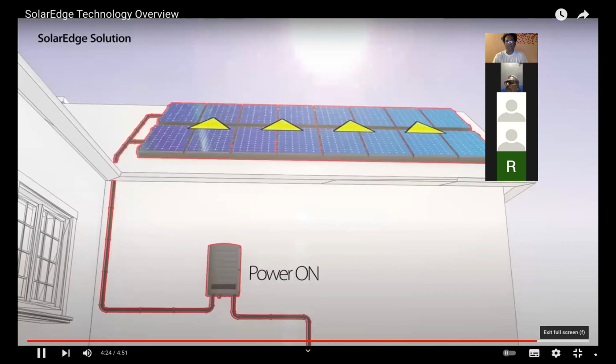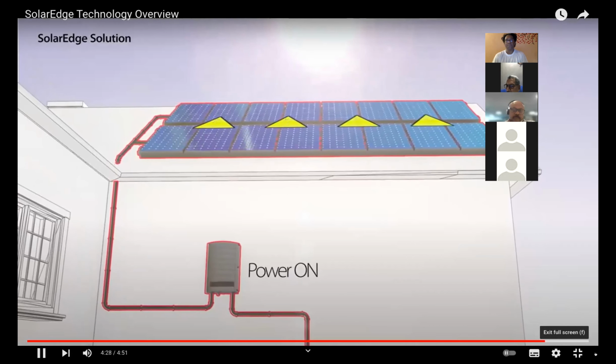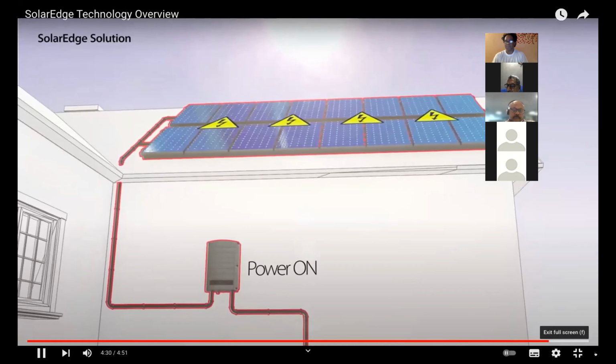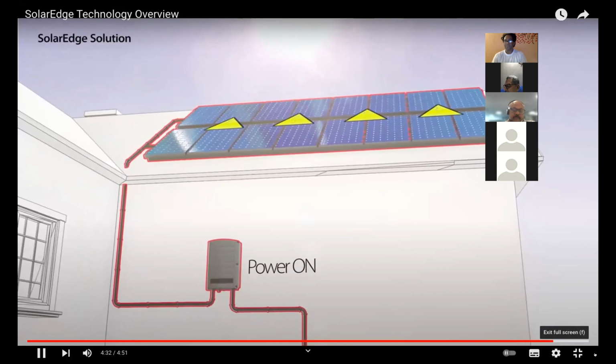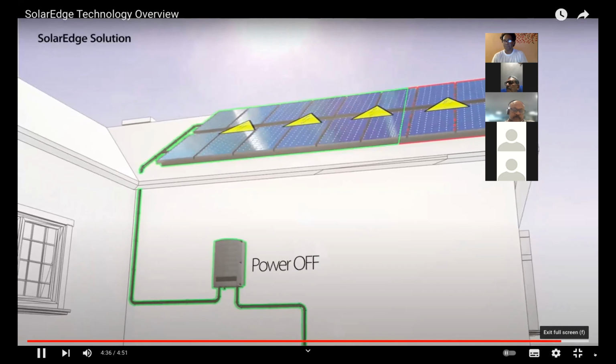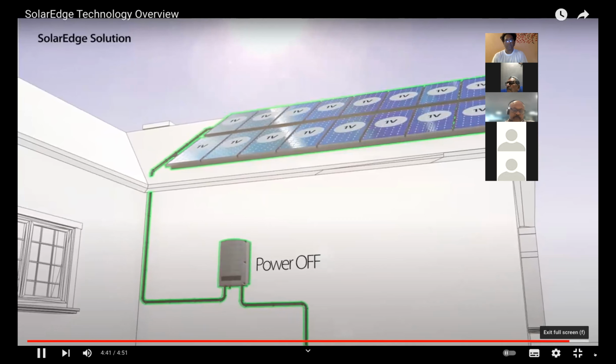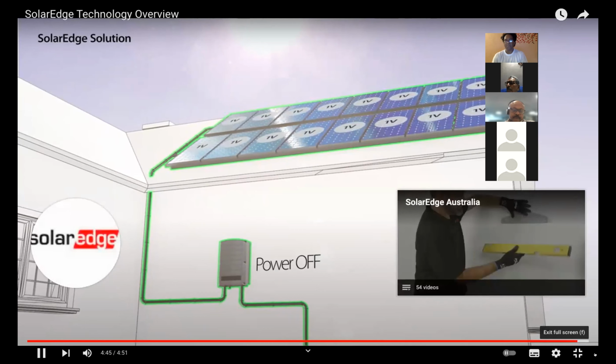In addition, we have incorporated panel-level safety mechanisms to protect installers, electricians, and firefighters. With the SolarEdge solution, whenever AC power is off, the string's DC high voltage is automatically reduced to a safe voltage. This solution meets new safety regulations in all significant PV markets around the world, as well as the 2014 National Electric Code in the US.